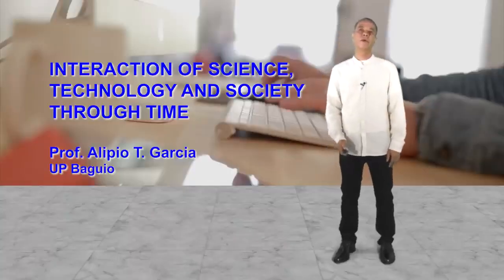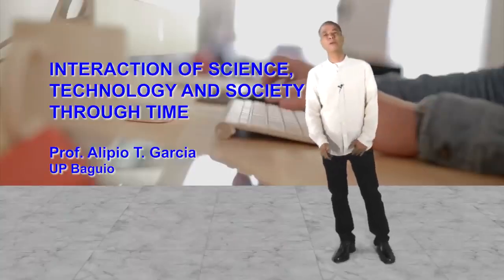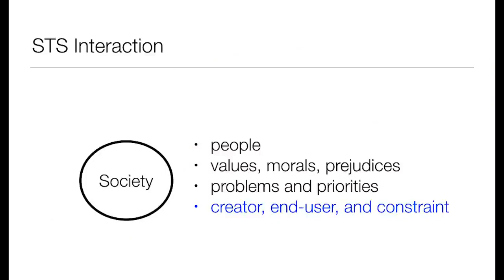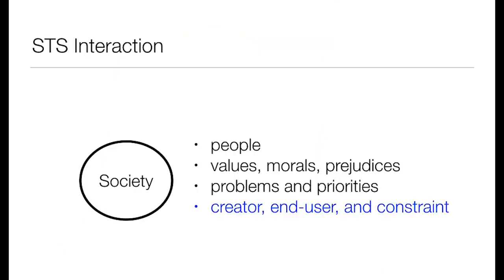And for society, of course, we are referring to the human society composed of people with certain values, morals, prejudices, problems, and priorities. And at the end of the presentation, you shall see that society, in addition to being the creator of science and technology, is also the end user, and society also poses the greatest constraint as far as science and technology interaction with society is concerned.